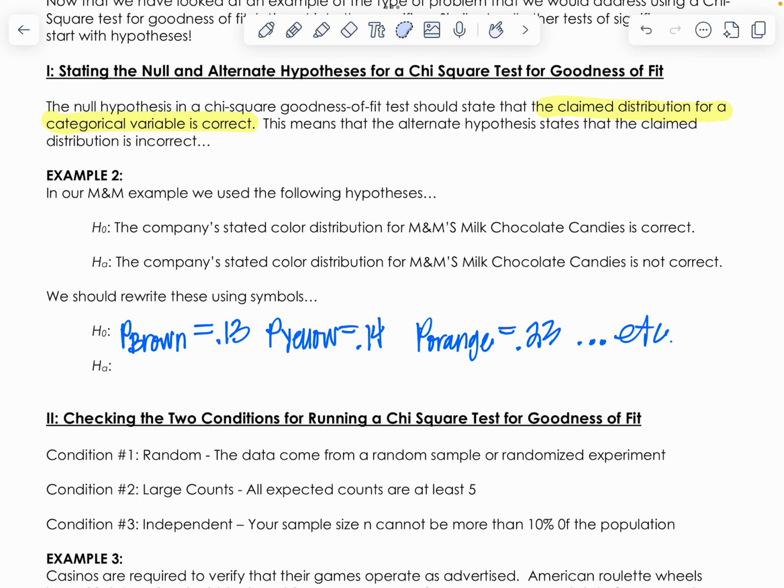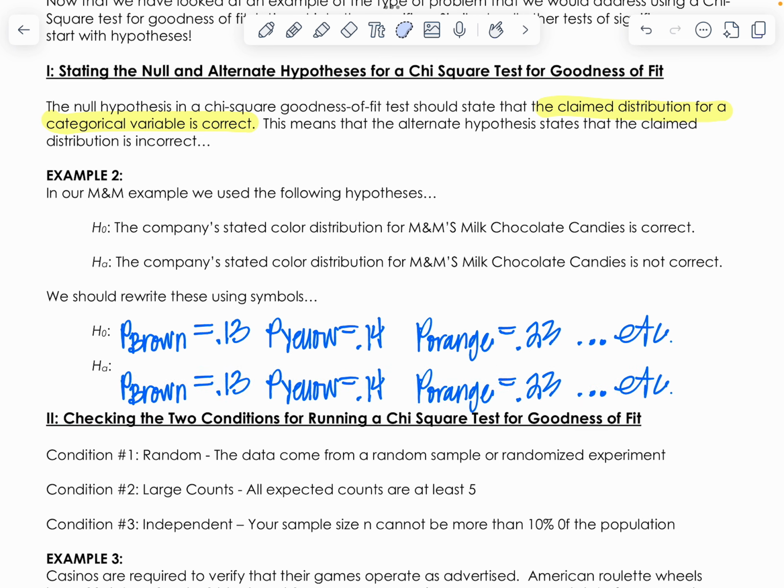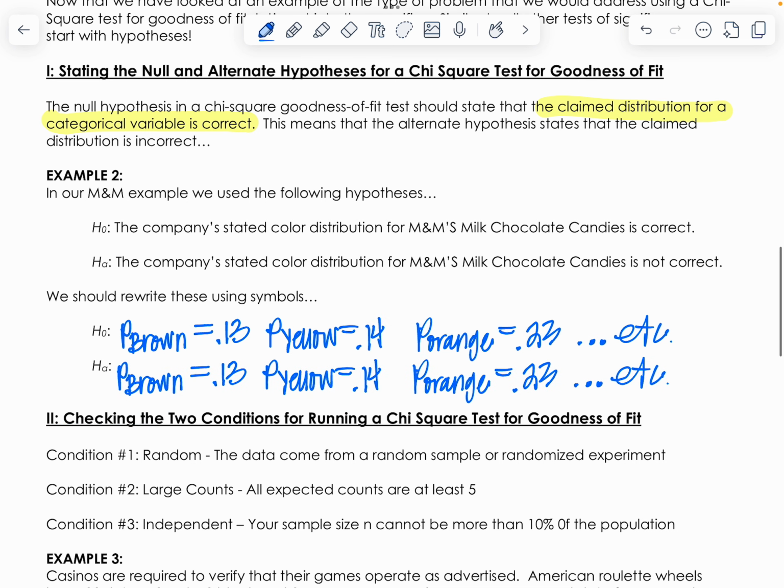And then if we copy that, our alternate would state the exact same thing, except it would state that they're not equal. So the percent of brown is not 13, the percent of yellow is not 14, the percent of orange is not 23, etc. Now, more often than not, I use this type of format for our null and alternate hypotheses, because sometimes you've got so many categories in a distribution that you have to list them out. But I wanted you to notice we could reword them using those symbols, so that we're saying the exact same thing.